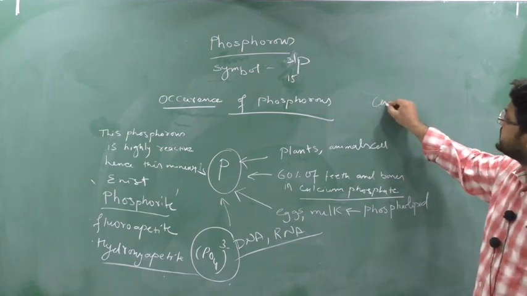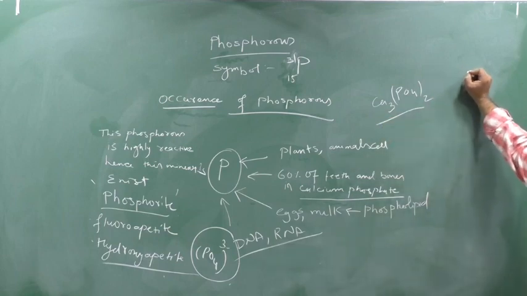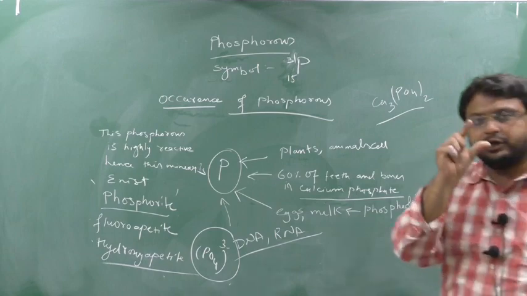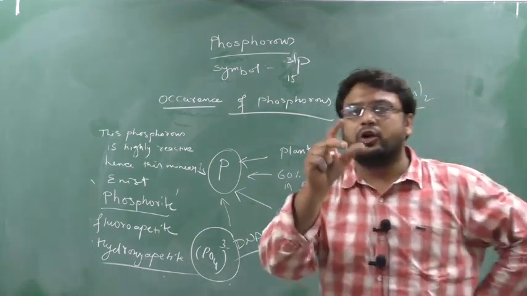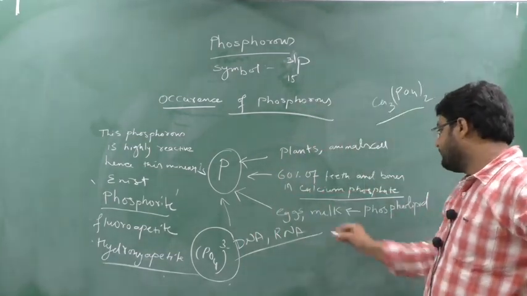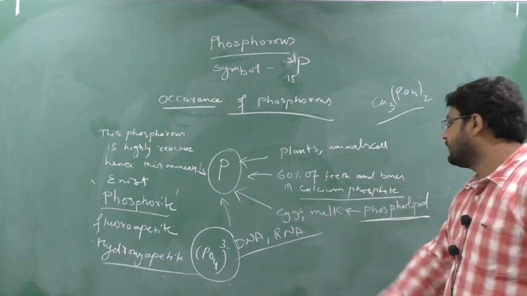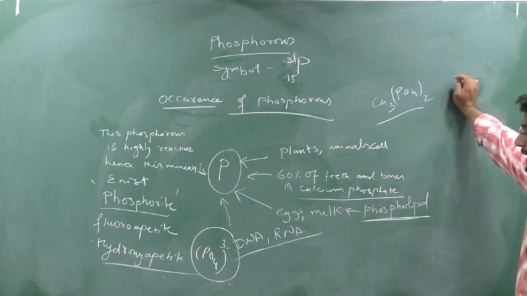Calcium phosphate, you know guys, Ca3(PO4)2. This is calcium phosphate. It is present in eggs, milk. You know egg yolk, white, yellow. When you break the egg, you get the yellow color yolk. In that yellow yolk, most of the thing is phosphorus. But that phosphorus is in the form of what? Phospholipid. So phospholipid. Clear?